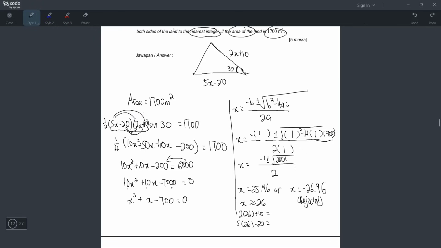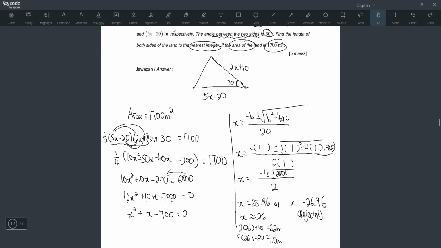All right, so let's press the calculator. 2 times 26 plus 10. Okay, my calculator gives me 62, but don't forget it's meters. And then the other one is 5 times 26 minus 20. Okay, it's 110, right? 110, and it's meters also, right? So these are both the answers, right?